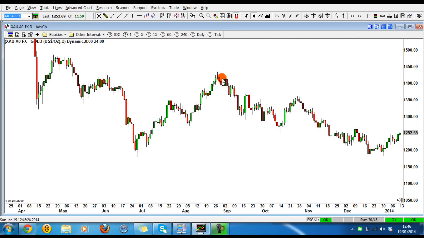Right at the top of this move, before the market then started to head back down, was this lovely high test bar, and that initiated the move back down. So all you need to do is just go back in time and have a look at these turning points.